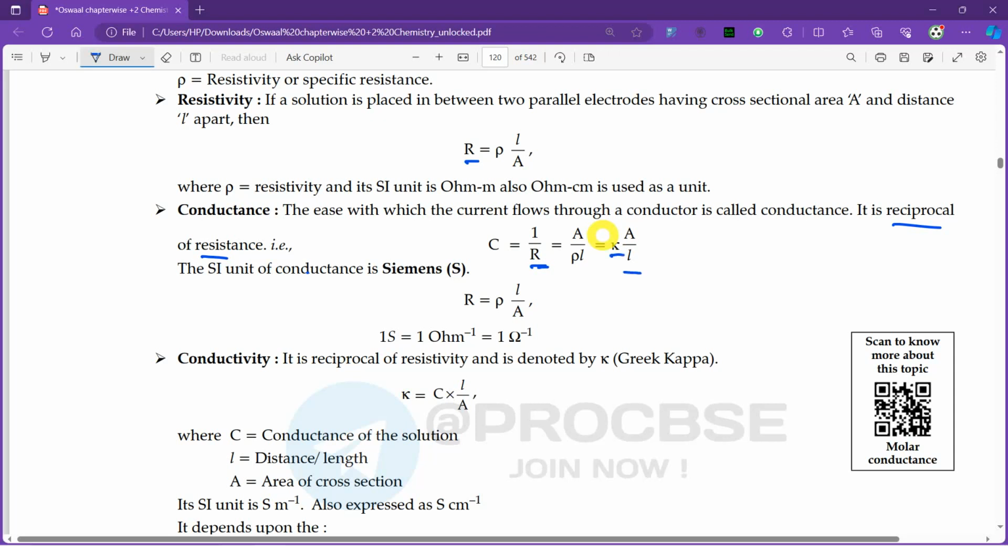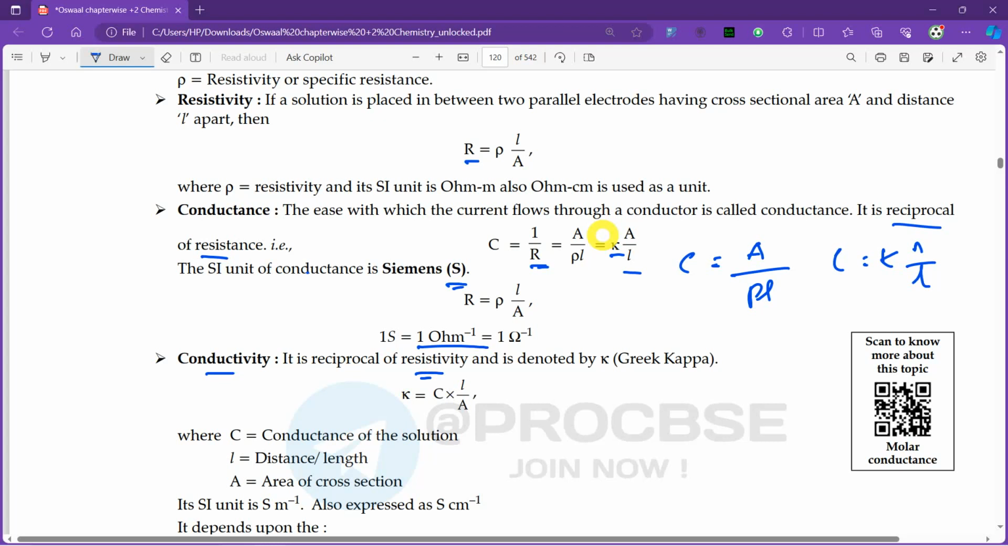That is kappa, the conductivity. You should remember that C is equal to A by rho L, or C is equal to kappa into A by L. This will help you in solving the numericals. And the unit is Siemens. Conductance unit is Siemens, and 1 Siemens is equal to 1 per ohm. And conductivity is a reciprocal of resistivity.